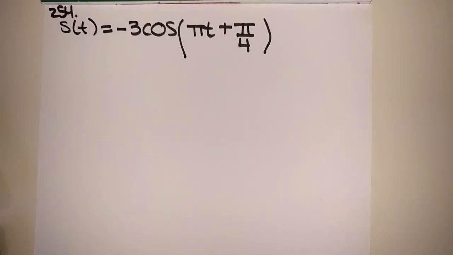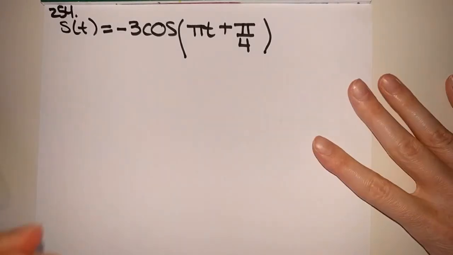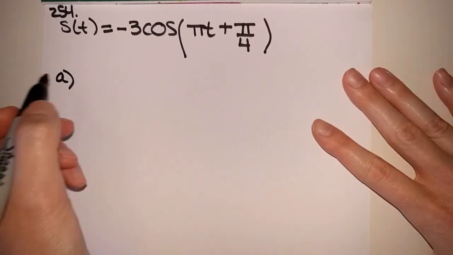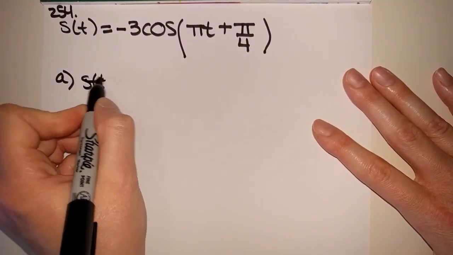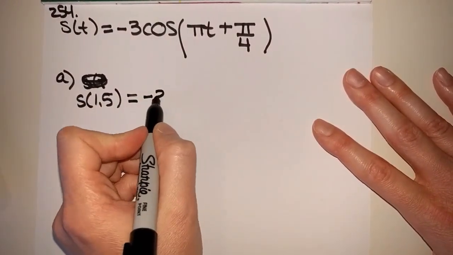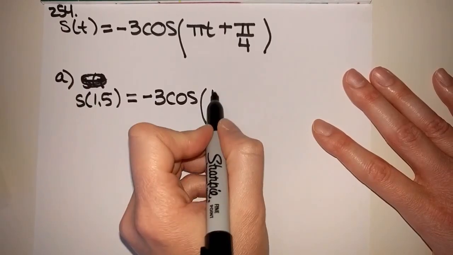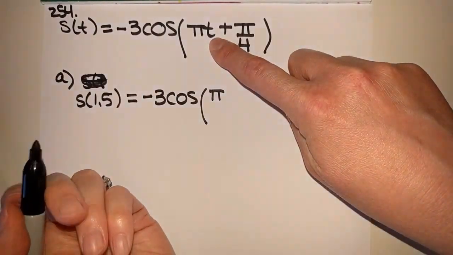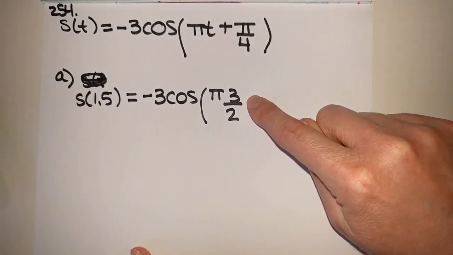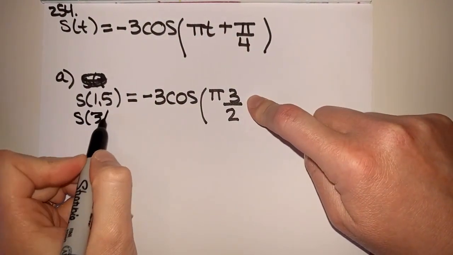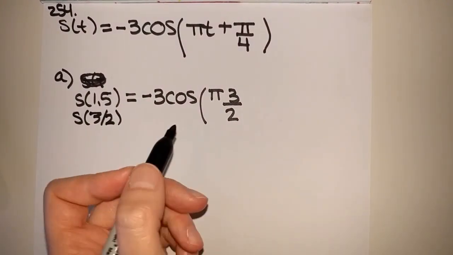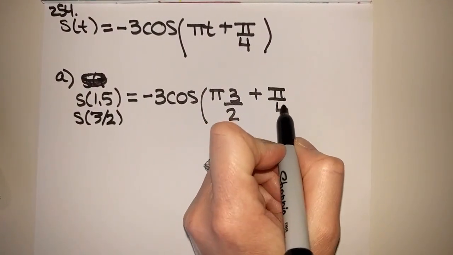In this question, they first start off by asking us to determine the position of the spring at t is equal to 1.5 seconds. So what we would do in that case is just plug 1.5 into the function. So we would have -3 cosine pi, and then in for t, we're going to plug in 1.5, which of course is the same as 3/2. I'm just going to write it as 3/2 for now, because that makes it easier to figure out what our corresponding trig function would be, and then plus pi fourths.